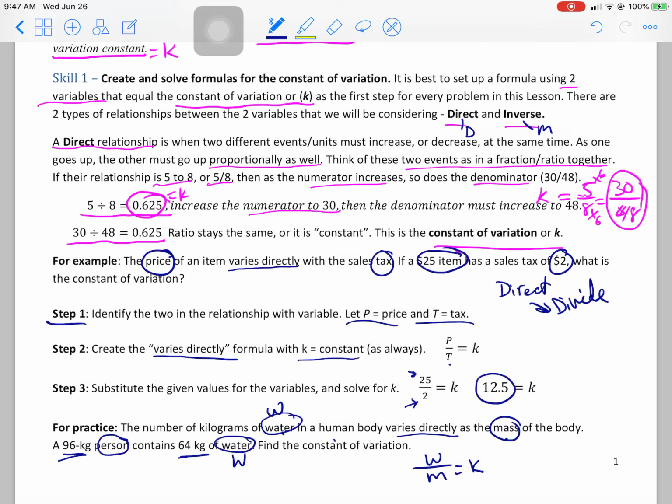That's K, okay? And then they tell me the water, that needs to go on top once I've organized that. And then 696 is the person or the mass on the bottom. And apparently that reduces to 2/3. Okay, so K equals 2/3.